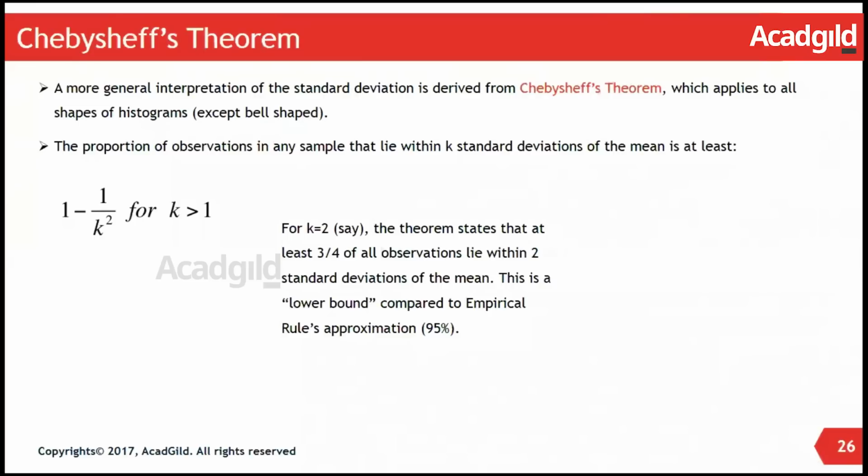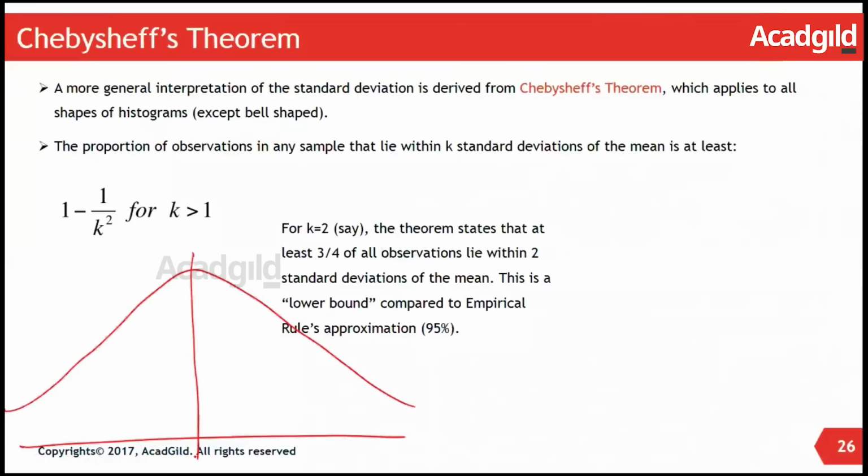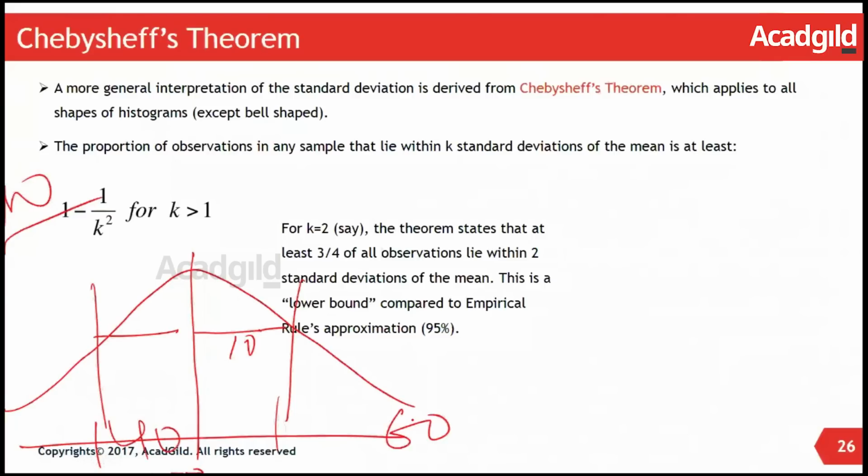Let's try to understand this. Suppose I have data whose mean is, say, 50 and the standard deviation is, say, 10. Take a class which has average marks of 50 and there are 100 students in that class. I want to know at least how many of those 100 students have got marks between 40 and 60. Then Chebyshev's theorem comes to our help.